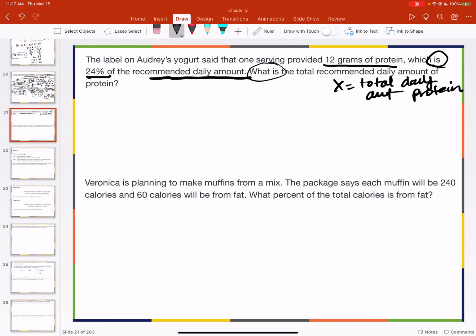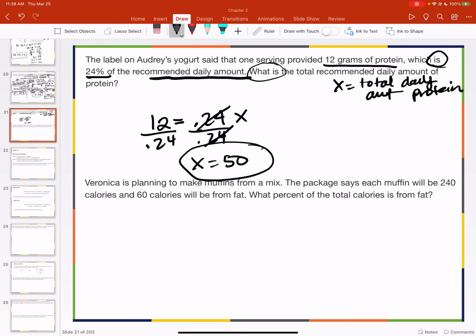Okay, fine. So 12 is 24% expressed as a decimal times X. You remember when we write a number and X right next to each other, that indicates multiplication. So then we have 12 divided by 0.24. So X is equal to 50. And that's it. So 50 is the recommended daily amount of protein, 50 grams, because we were using grams.